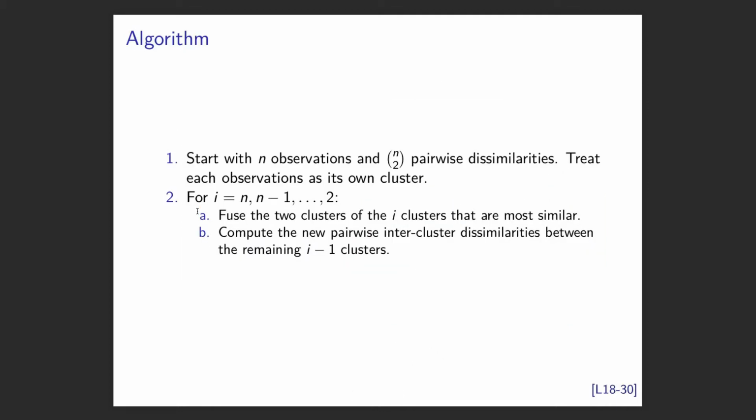So how do you actually do it? You start with your n observations and you calculate your n choose 2 pairwise dissimilarities. And you treat each observation as its own cluster. Then you just keep going: look at the number of clusters you've got, find the 2 that are closest, i.e. they have the smallest dissimilarity, join them, recalculate all your distances, keep going. And that's it.